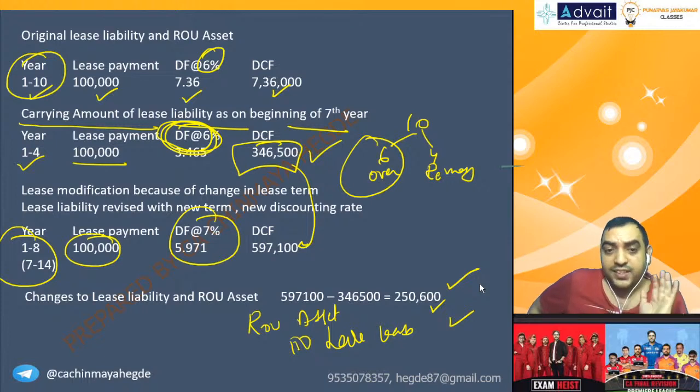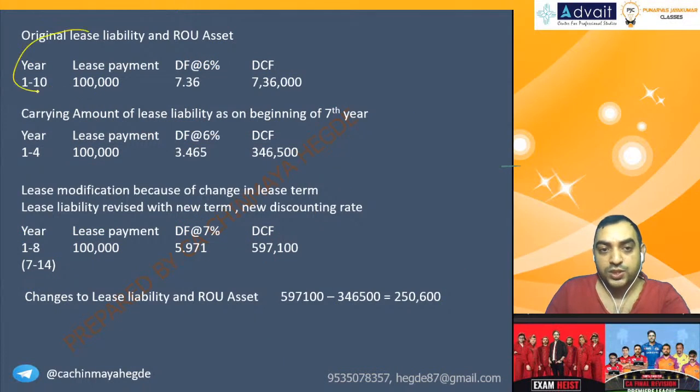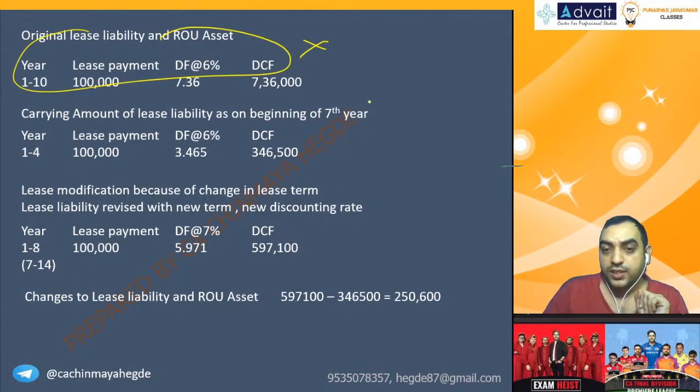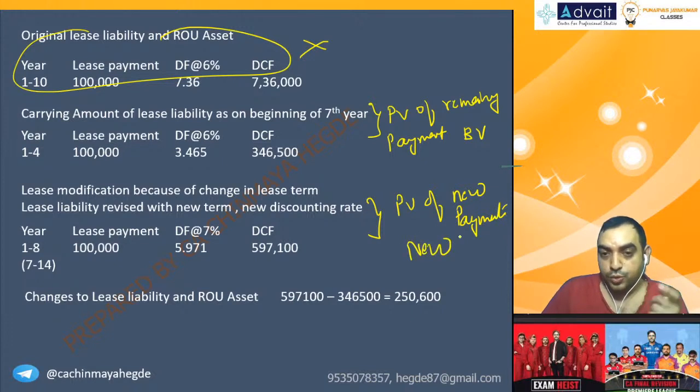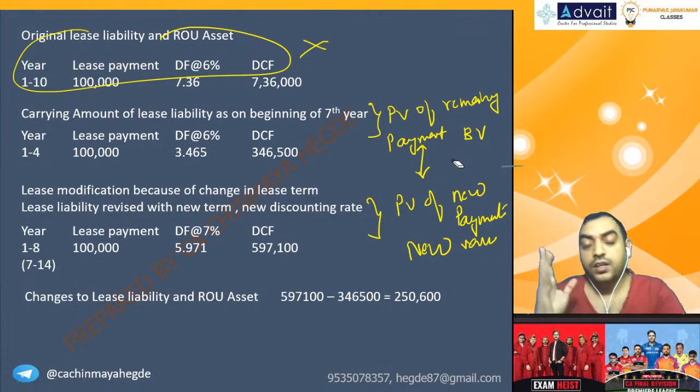Spend 2 minutes, read the solution. Tell me if you have any question. Actually, the lease liability, this was not required. So this is the present value of remaining payments for book value. This is the present value of new payments for the new amount, new carrying amount, new value. The difference, don't take it to P&L, adjust in ROU asset as well as lease liability.